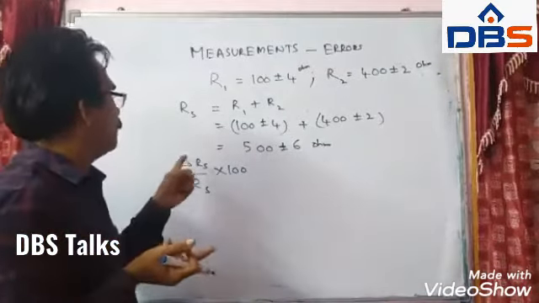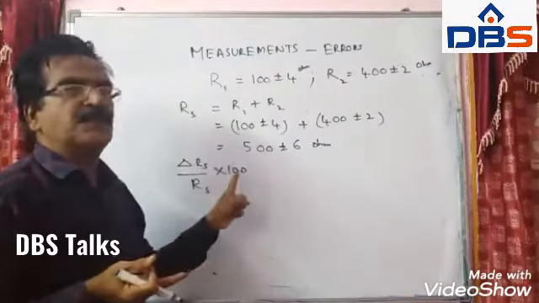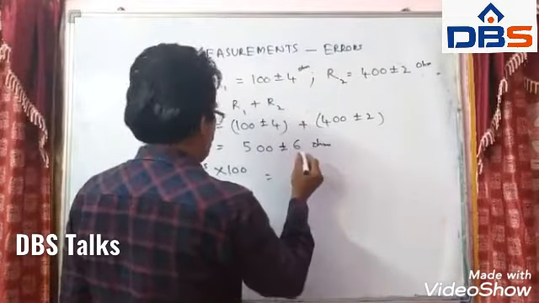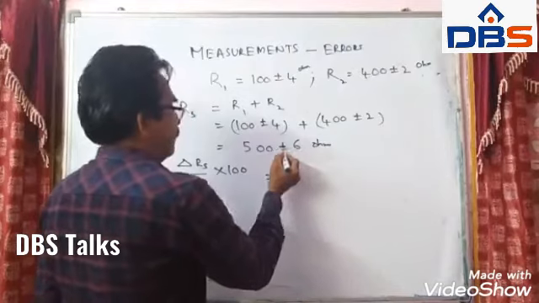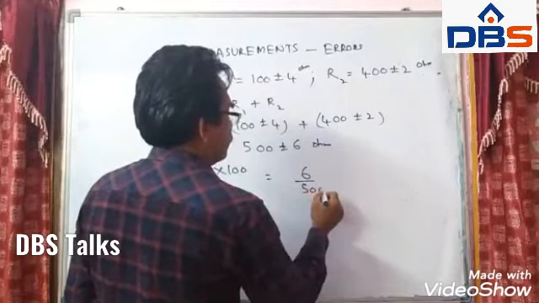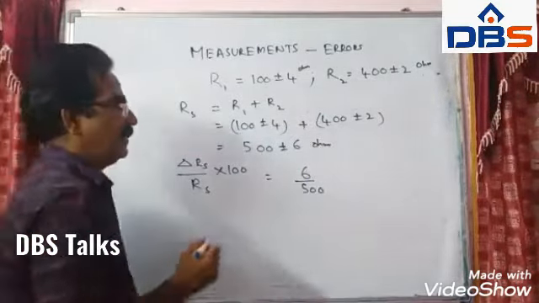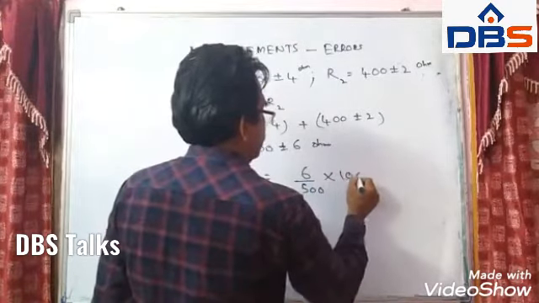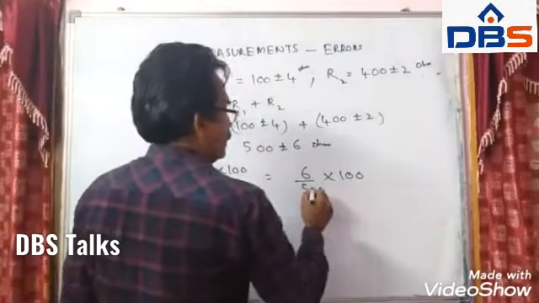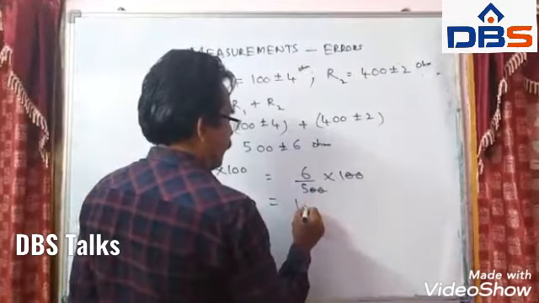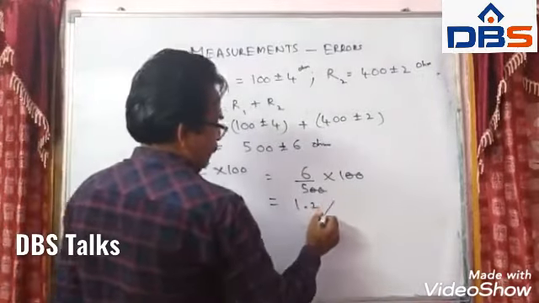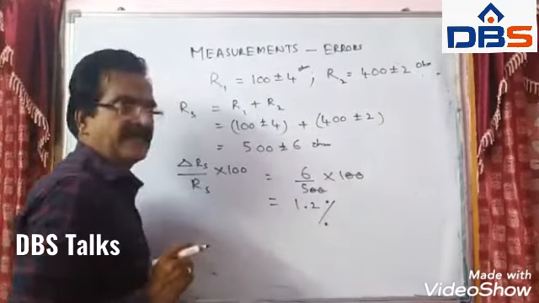Percent error, that is, we know delta RS by RS into 100. That is equal to delta RS 6 by RS 500 into 100. Zeros cancel. 6 by 5 means 1.2. So 1.2% is the error percent, friends.